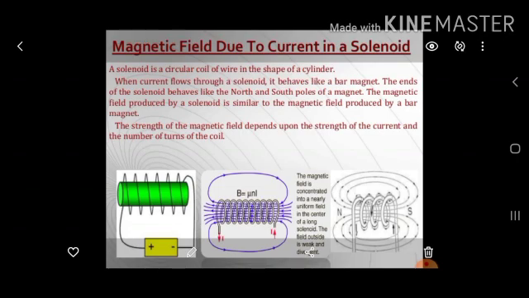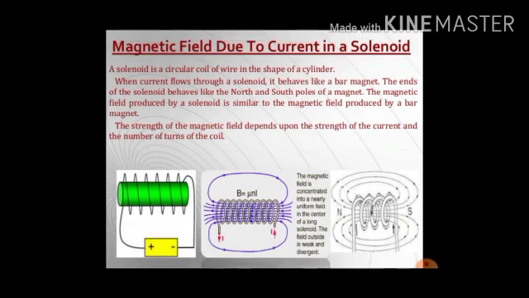The strength of the magnetic field depends upon the strength of the current and the number of turns of the coil. So, as you increase the strength of the current, the strength of the magnetic field also increases. And as the number of turns in the coil increase, the magnetic field also increases.